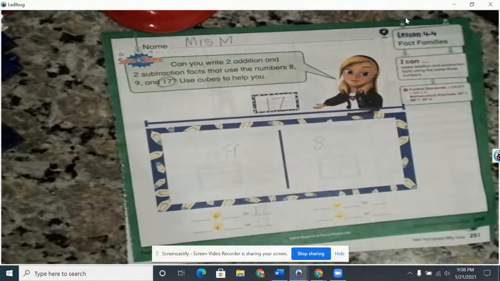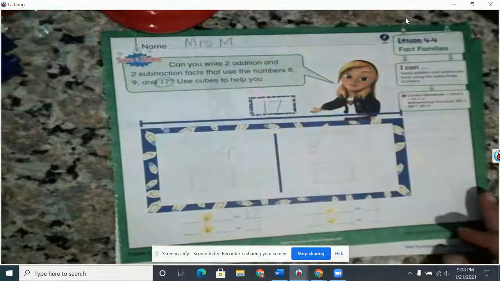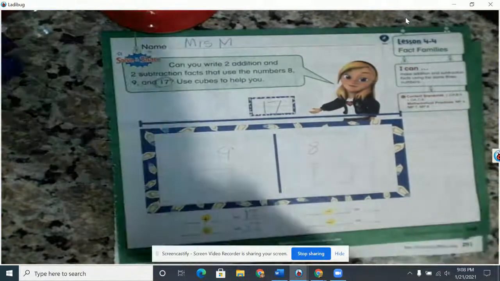It looks like it's out of focus. Let me see. Try and make that better. A little bit better.